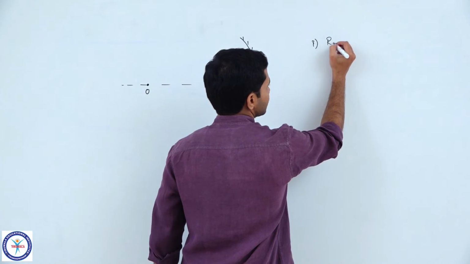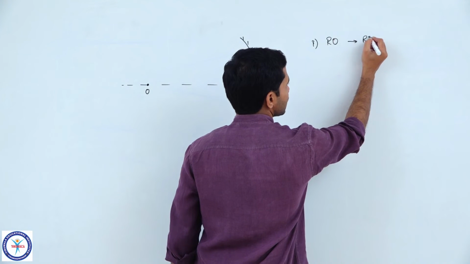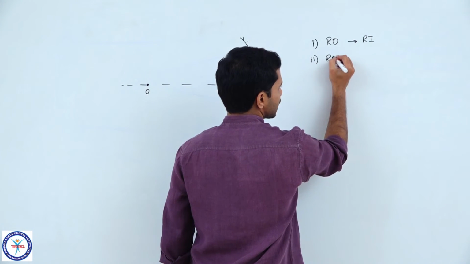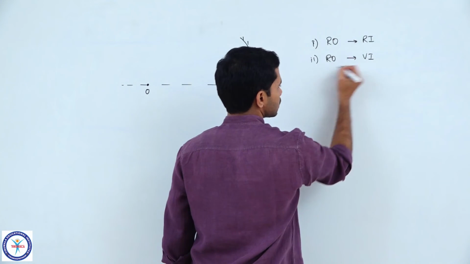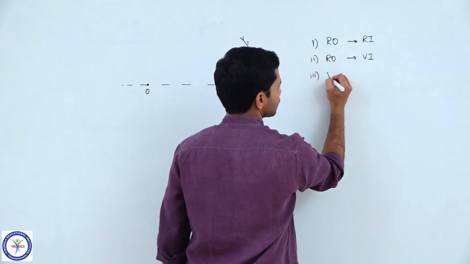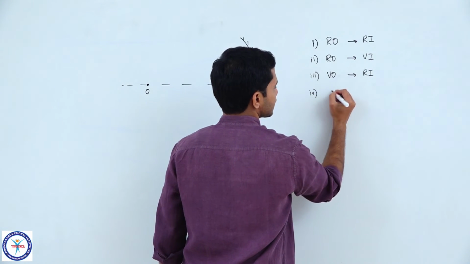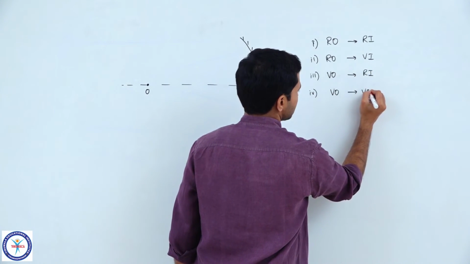I will give you a few cases here. First case is real object, real image. Second case is real object, virtual image. Third case is virtual object, real image. Fourth case is virtual object, virtual image.